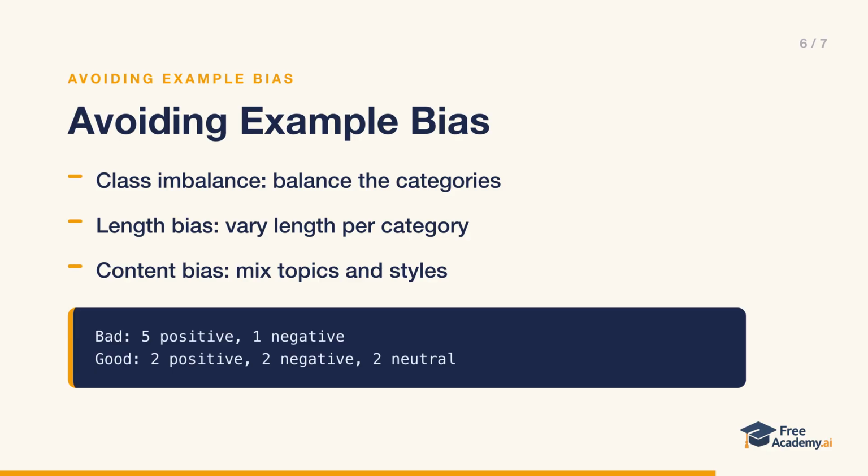And content bias. If all your professional examples are tech topics and all your casual ones use emojis, the model ties topic to label. Remember that professional content can be warm and casual content can be substantive. Mix it up so the only pattern the model can learn is the actual one you care about.